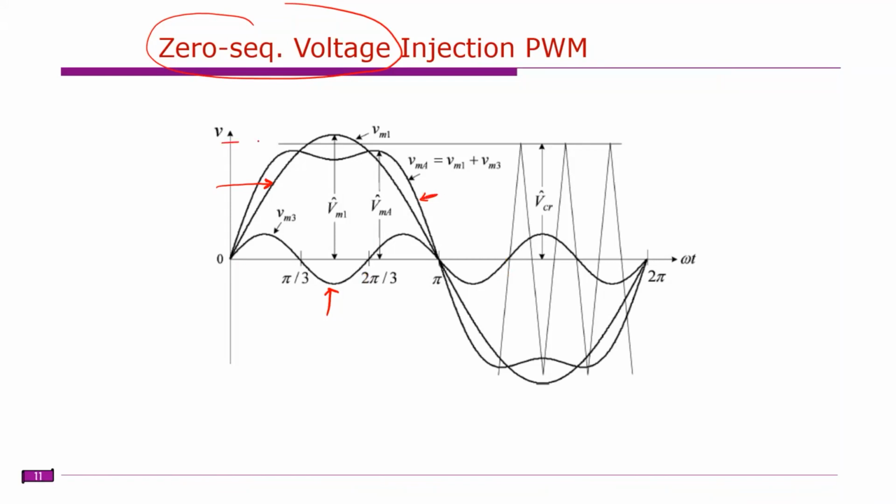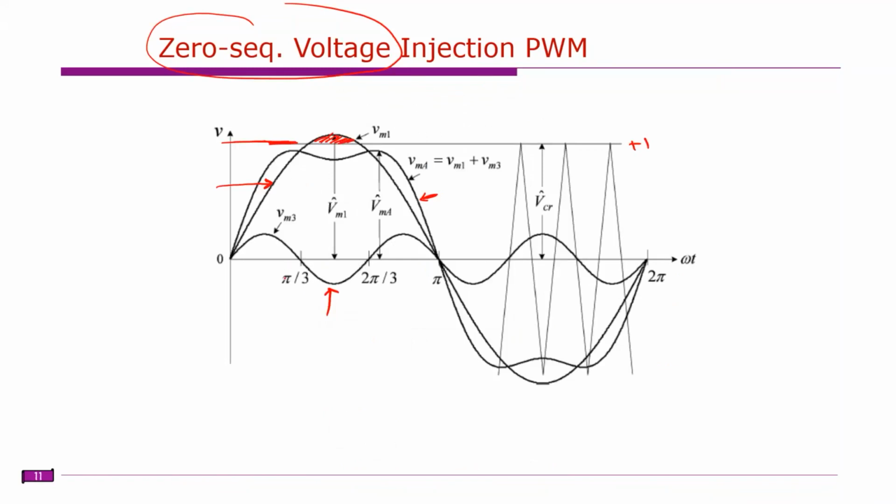If you notice, this is the carrier limit, plus minus. Here this waveform is slightly overmodulated. The original modulating signal is slightly overmodulated.